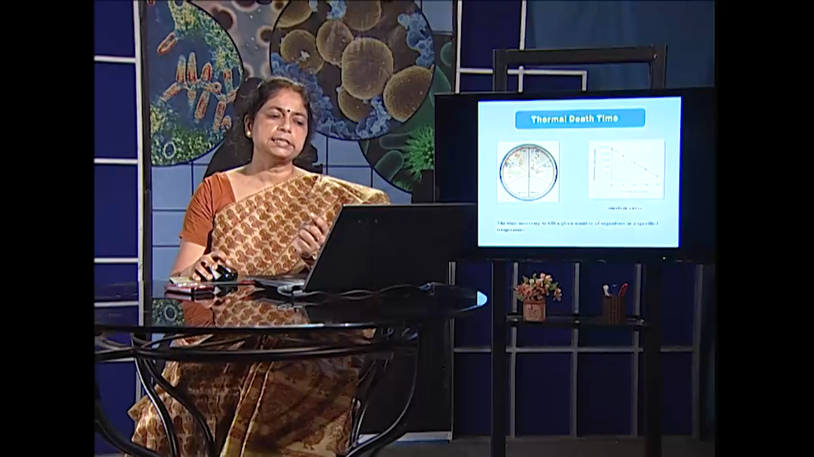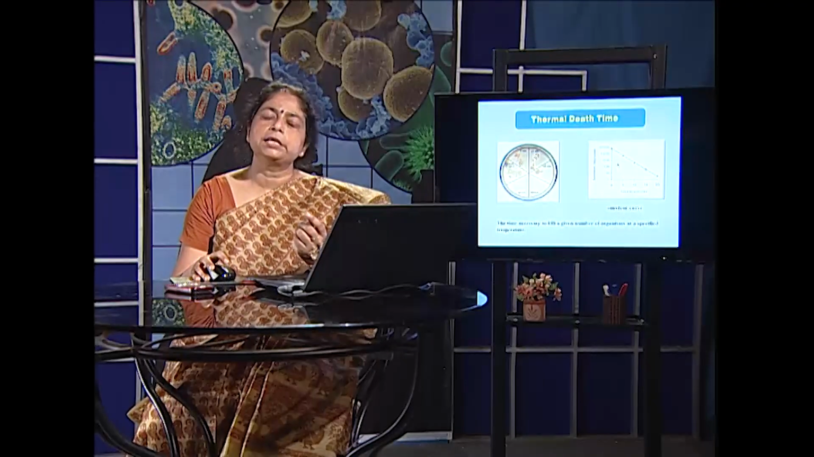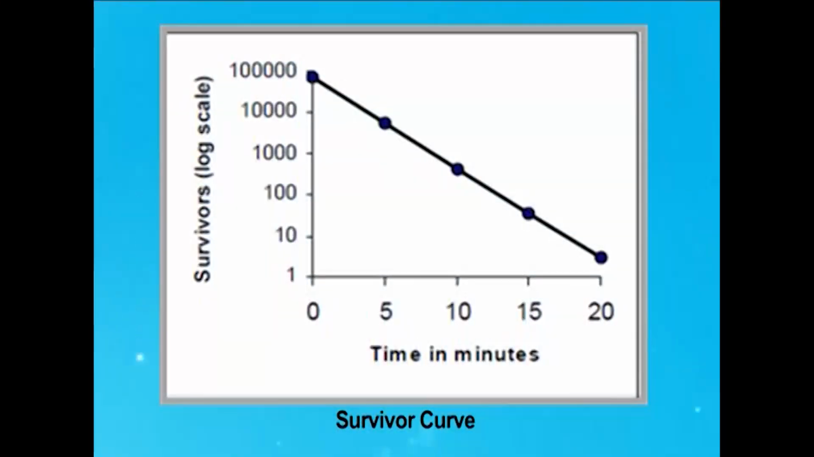Now this thermal death time can also be interpreted in the form of a survivor curve. That means the number of surviving cells after the heat treatment goes down as the time of exposure increases from 5 to 20 minutes.